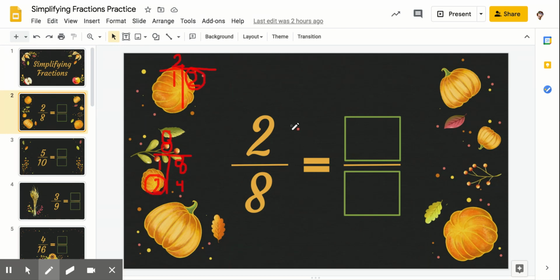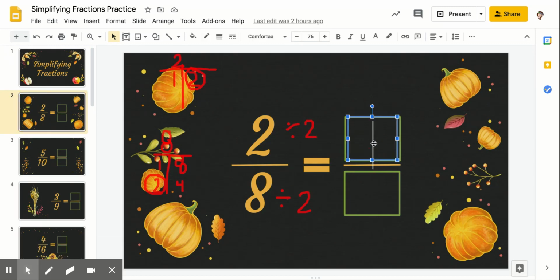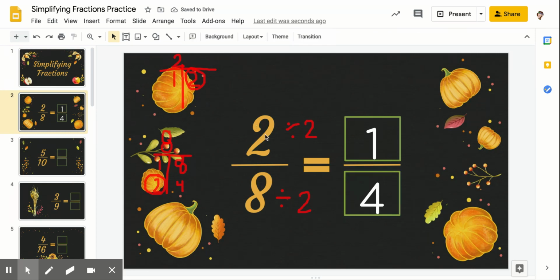So let's divide both these by 2. So I'll do 2 divided by 2, and I'll do 8 divided by 2. Those will give me my new numerators, and then I'll just type them in the box. So 2 divided by 2 is 1. 8 divided by 2 is 4. So my equivalent fraction to 2/8 is 1/4.